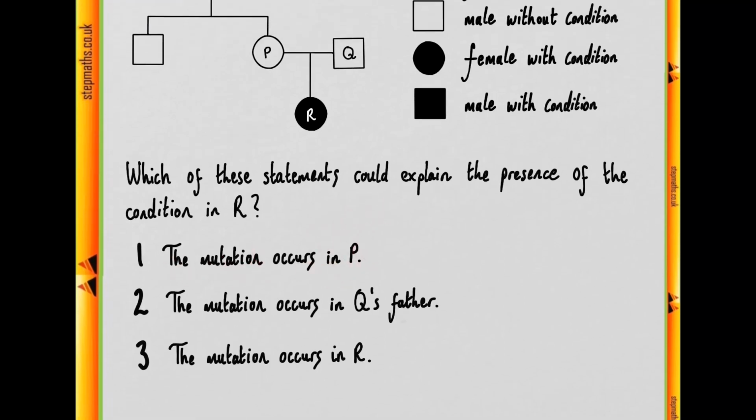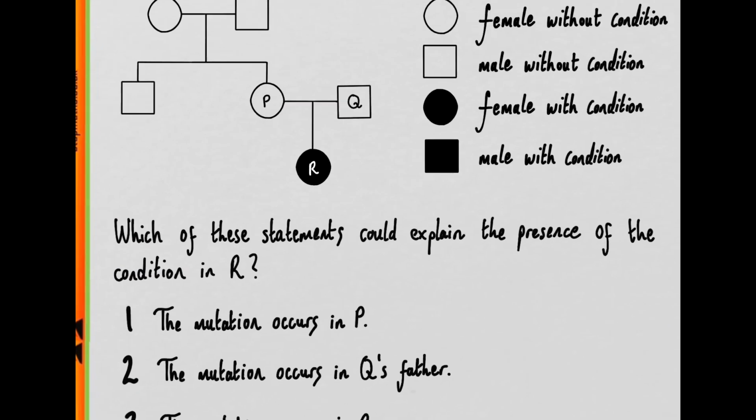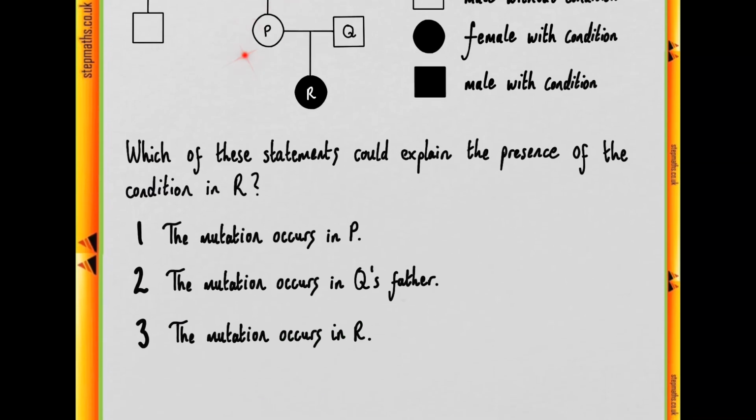Firstly, the mutation occurs in individual P, so that's the mother in this case. So in the development of her ovum, of her egg cell, which would go on to combine with Q's sperm to produce individual R, if there was a mutation, then that would form part of the DNA in the zygote, that would form the embryo, that would form individual R. So germline mutations like that can lead to hereditary genetic conditions. So we can say that's correct because it could be a germline mutation.